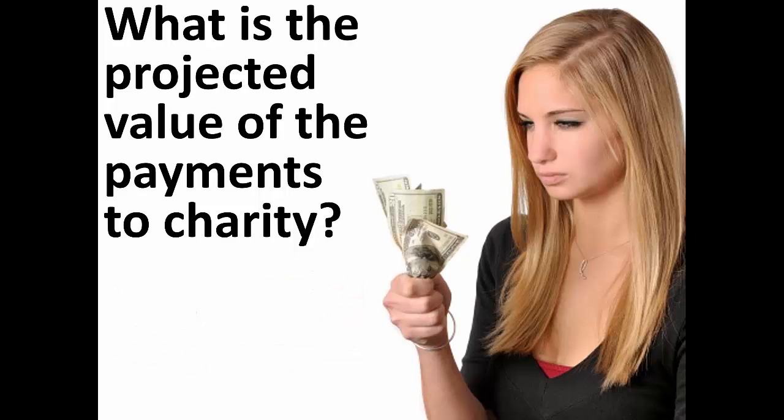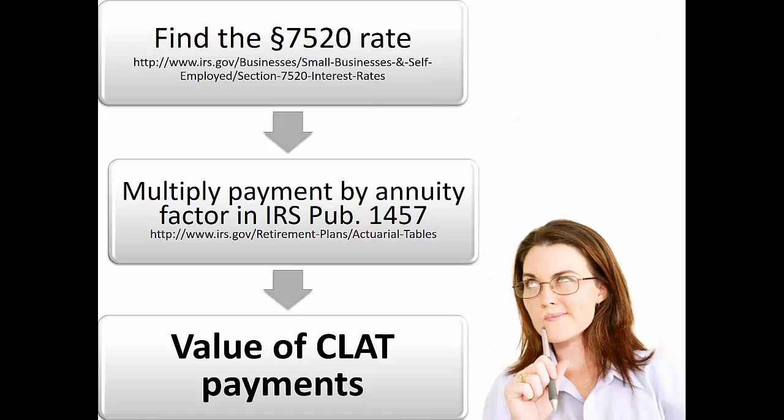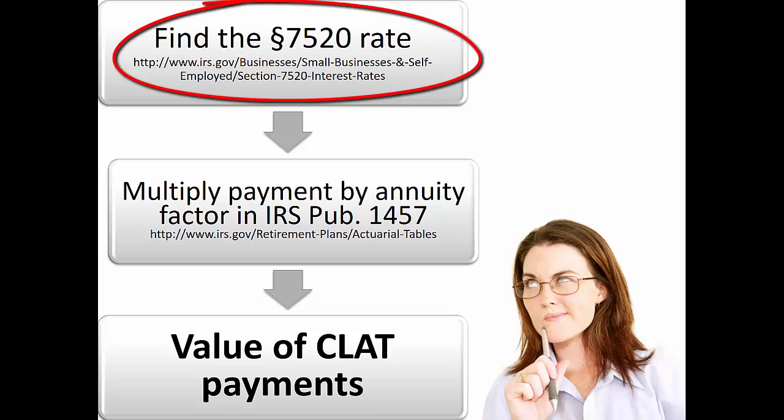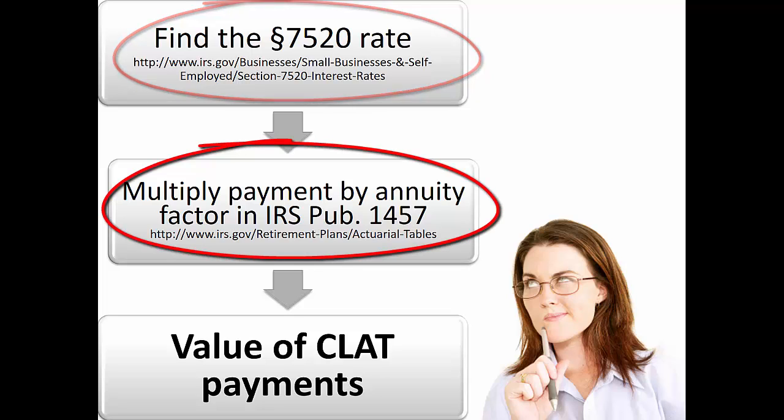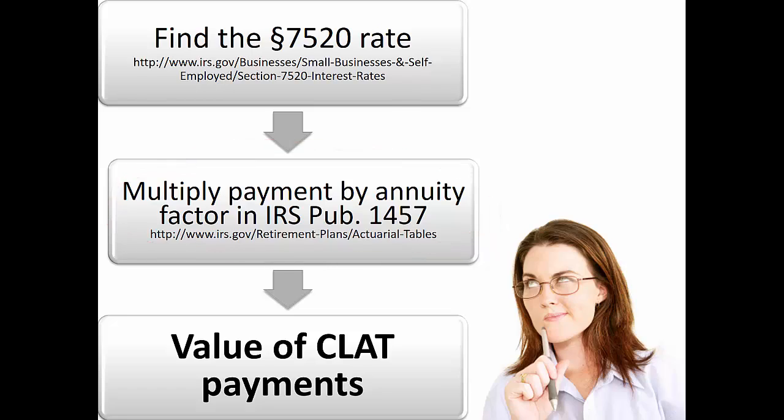The value of an annuity or unitrust payment in a charitable remainder trust is the same as the value of the same annuity or unitrust payment in a charitable lead trust, only the recipient changes. Determining the value of the annuity payments in a charitable lead trust, in other words, the part not subject to gift or estate taxes, requires first, finding the Section 7520 interest rate, and second, multiplying the annuity payment by the annuity factor in IRS Publication 1457 for that Section 7520 interest rate.